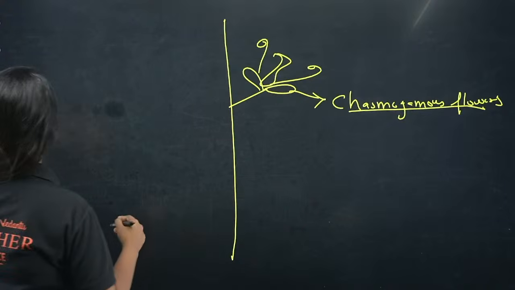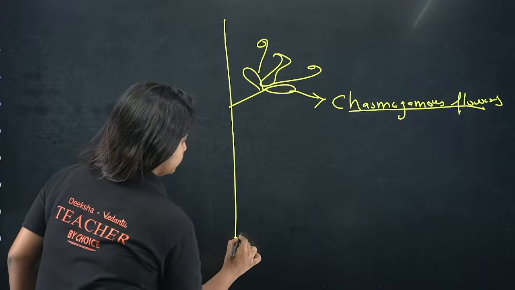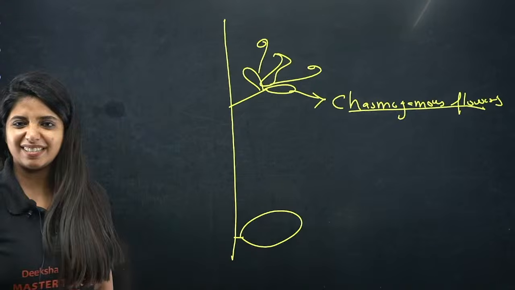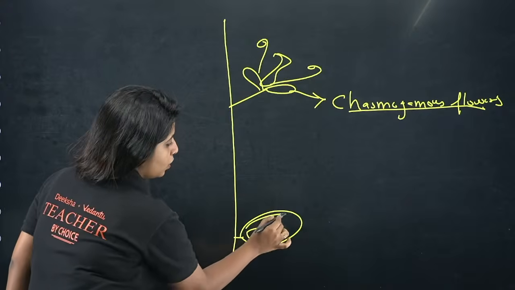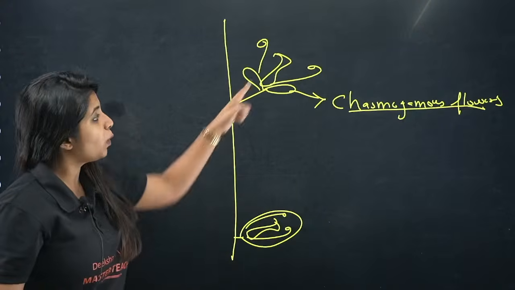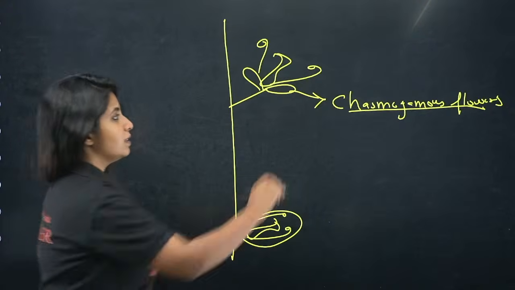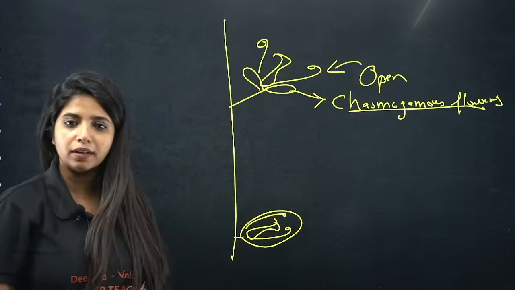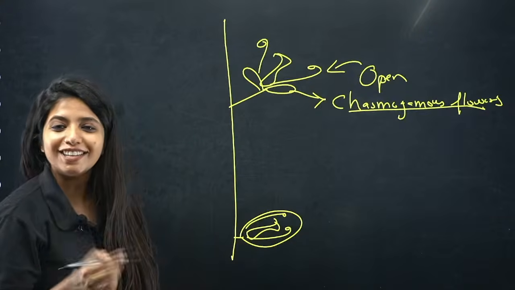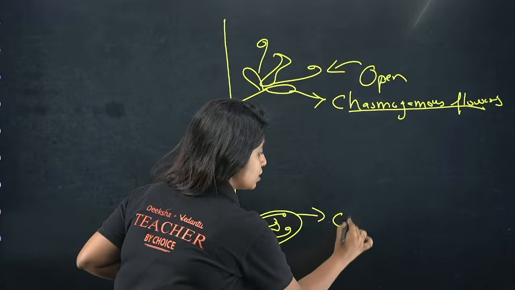One more type of flower is there, right up over here. It is like this. Over here you will have the female part just like this. You will also have the male part. But what is the difference that you see over here? This guy is pretty much open, right? It's open. What about this guy? This guy is closed.